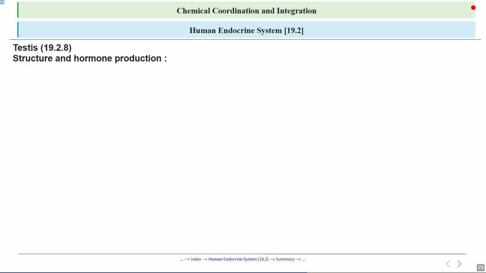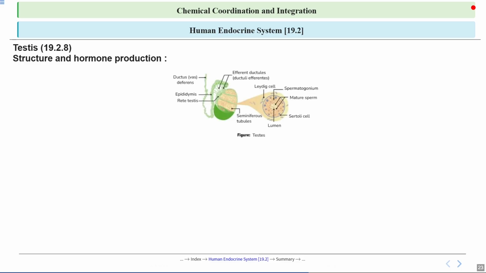Structure and hormone production. So you can see the structure of testes and the cross section in this picture. Let's talk about the internal structure of the testes. What are its key components? So it has two main internal parts, the outer layer, which is called tunica albuginea, and the inner layer, which is made up of tightly packed seminiferous tubules where the sperm is produced.